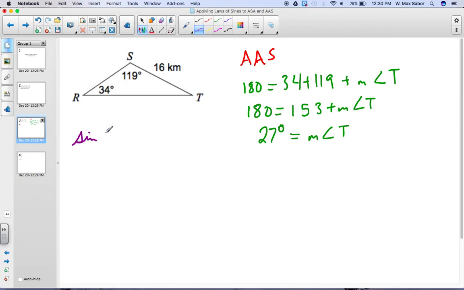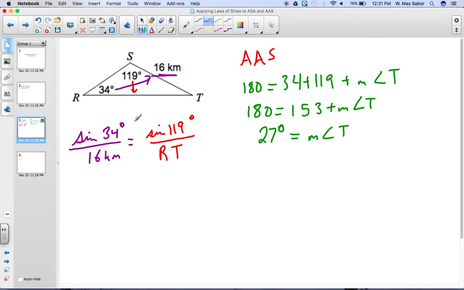So the law of sines says sine of, well, we should always use the side we're given, and it matches up with the angle across from it. So sine of 34 degrees has to go over 16 kilometers. And now if we use 119 degrees as our other angle, it's across from what side? RT. Now you can set up this equation, and it's important that the numerator and denominator are an angle and side that are across from each other.